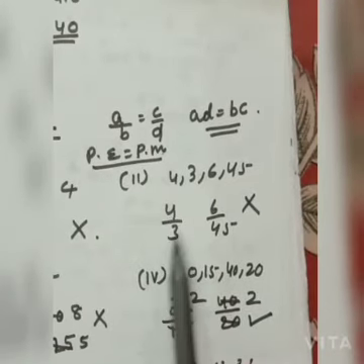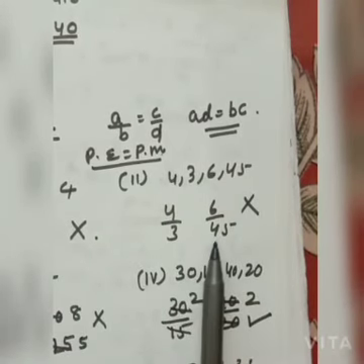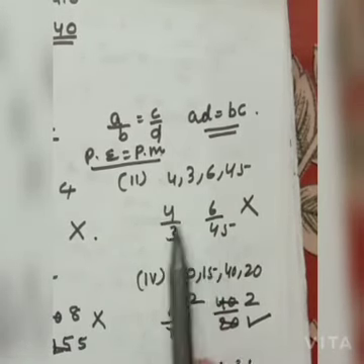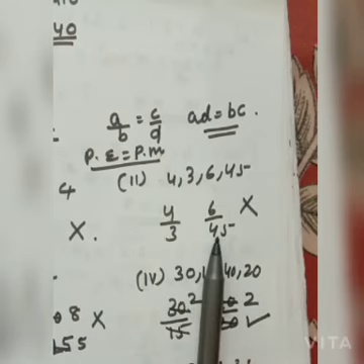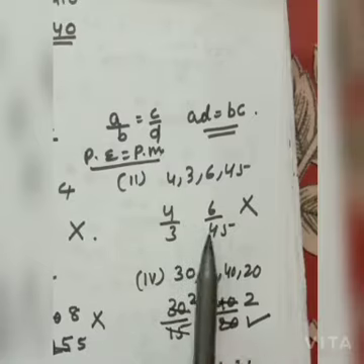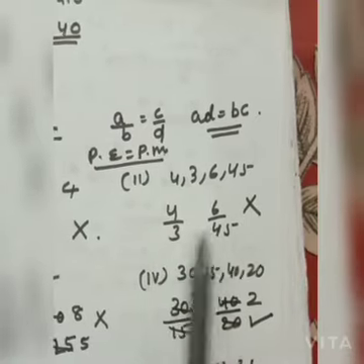Next question. 4 by 3 and 6 by 45. Cross multiplication. 6 3s are 18. 4 into 45, you will not get 18. Otherwise you cut it. You can cut out the number. No. These two are not equal. So these are not a proportion.